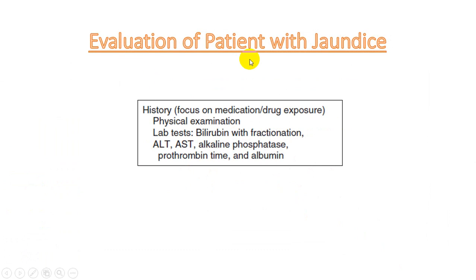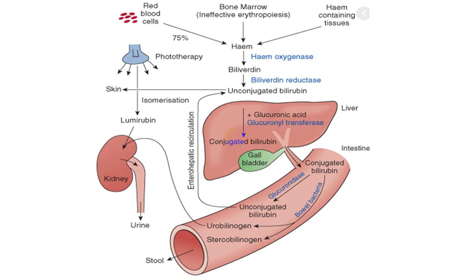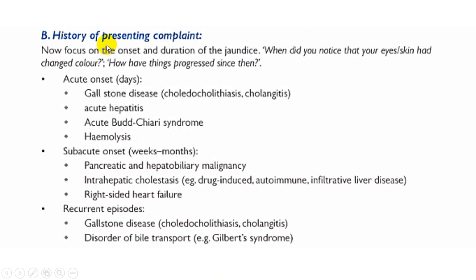In the evaluation of patients with jaundice, we need first a focused history, and we talk about history in detail, then do physical examination. After that, we have to proceed with lab investigation to determine what is the type of the jaundice the patient has. So first is history. What about history?